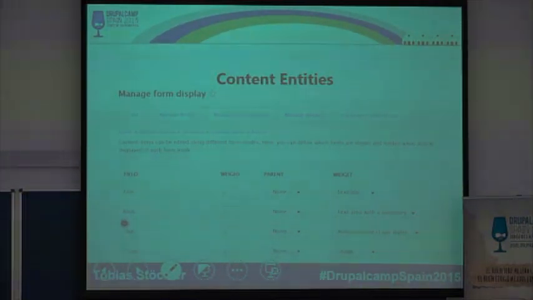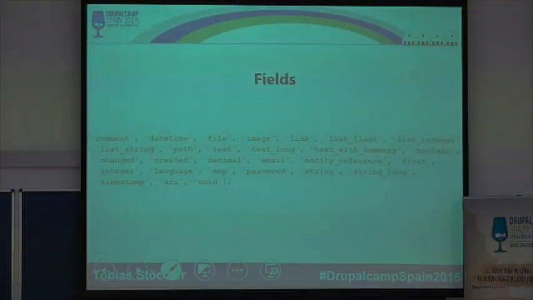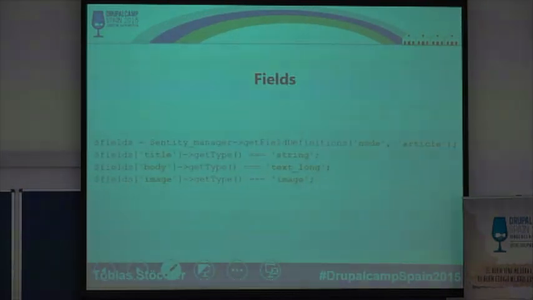So each field is an instance of a field type. And we have a bunch of field types. These are all the ones in core. Now, I don't want to go into all of them, but for instance, title would be string. It's just a string, no text format or anything.